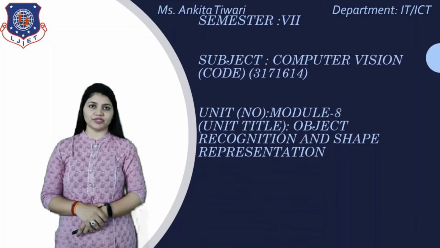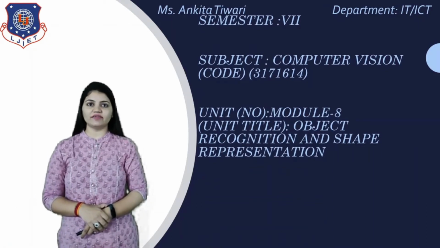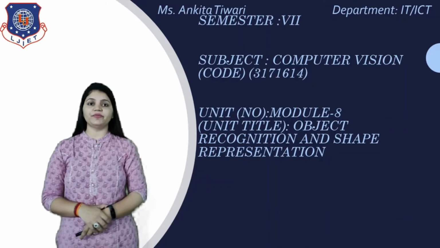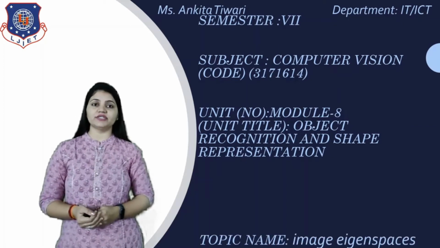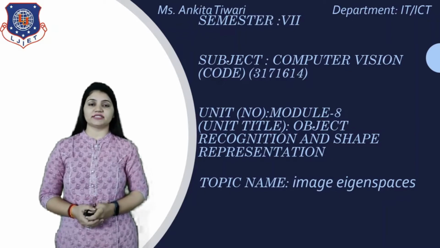I'm going to take a session from the subject Computer Vision. Subject code is 3171614. The topic we are going to cover is from module number 8. Module name is Object Recognition and Shape Representation. In that we are going to cover the topic Image Eigenspaces.